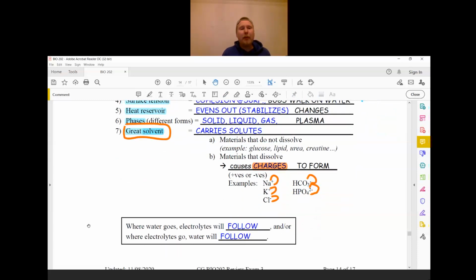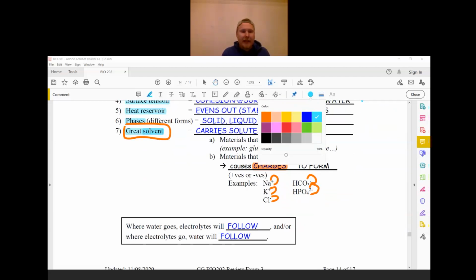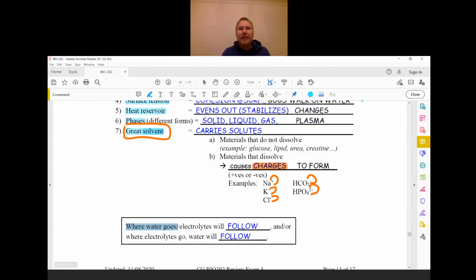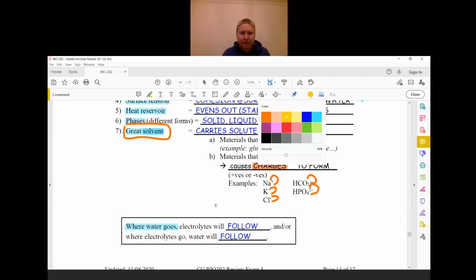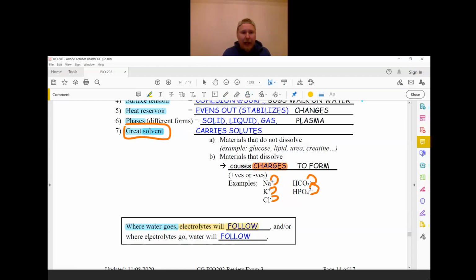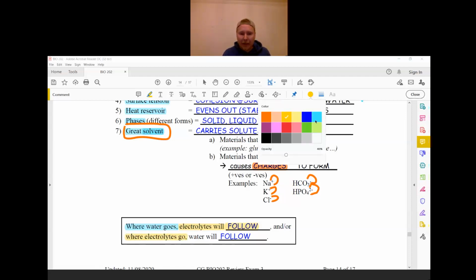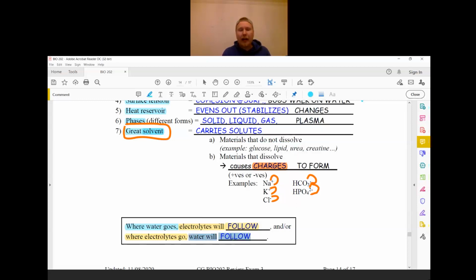One big thing, if you learn nothing else from this chapter, what I would like you to know is that where water goes, the electrolytes will follow that. And similarly, where electrolytes go, of course, the water will follow them. So both water and electrolytes are connected to each other in terms of their behavior. So you can think of them as being interdependent.